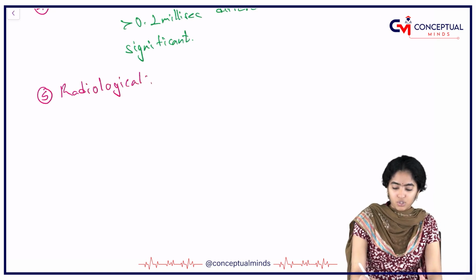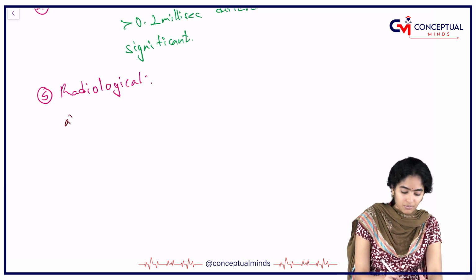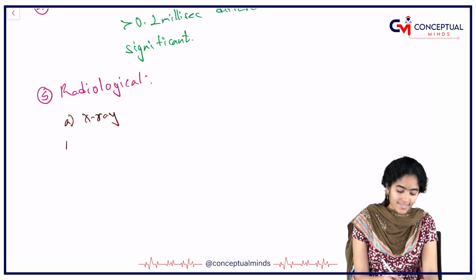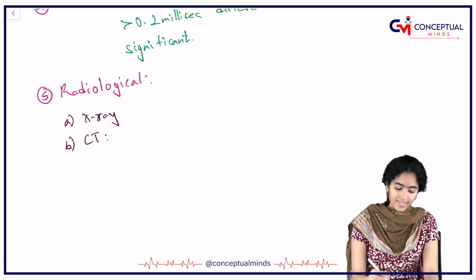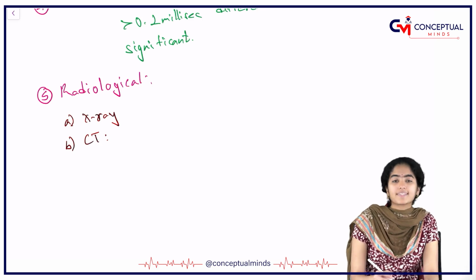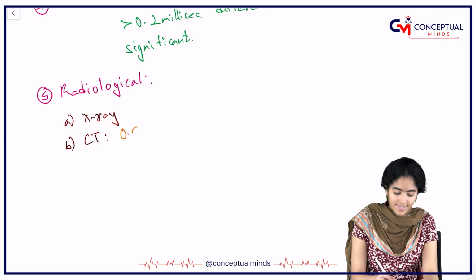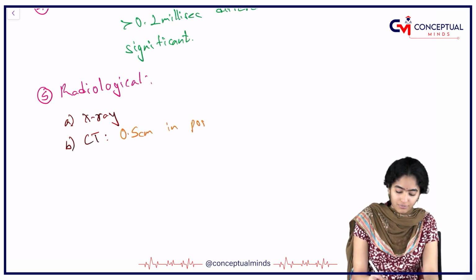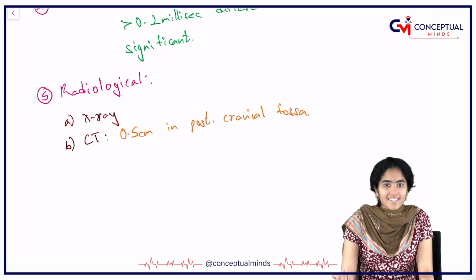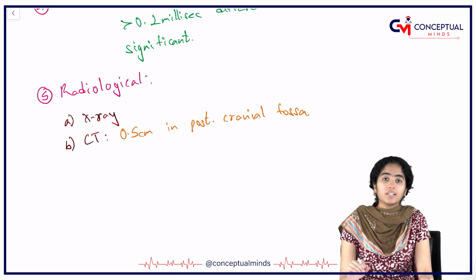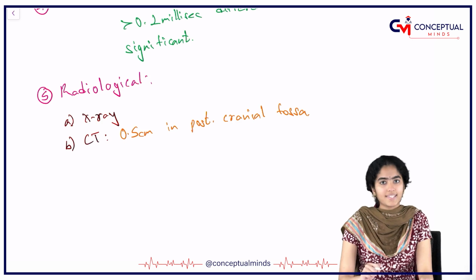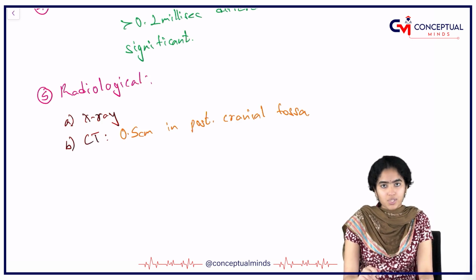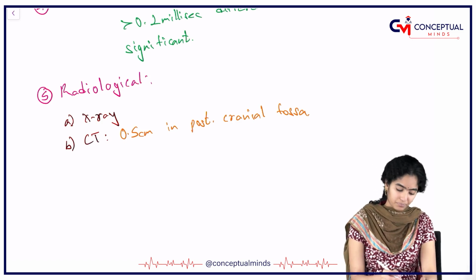What are the various radiological investigations that are done? First one, we start from the basic, an X-ray. You can see acoustic neuroma on an X-ray also. Next, we do a CT scan. CT has more sensitivity. In a CT, a tumor as small as 0.5 centimeters in the posterior cranial fossa can be diagnosed. If it is in the intracanalicular part, we cannot see it on CT. If it has come out into the posterior cranial fossa, then it can be visualized on a CT scan.